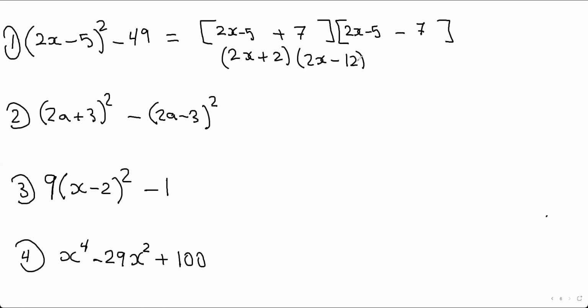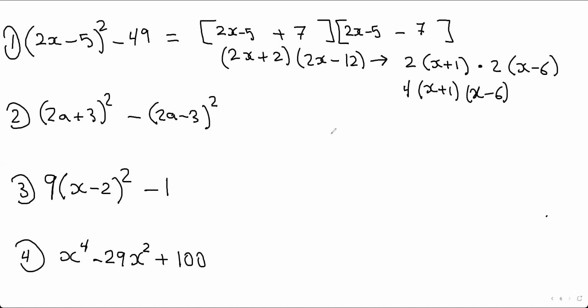Now, if you wrote this answer and you didn't go any further, then you don't get a full mark. Because the first thing we learned in math or in factoring is the greatest common factor. The greatest common factor here for this one will be 2, and you're going to get x plus 1 times, and here you're also going to get 2, you're going to get x minus 6. Now 2 times 2 is 4, and you have the x plus 1 and the x minus 6. You always have to simplify to the lowest terms, and this is lowest terms right here.